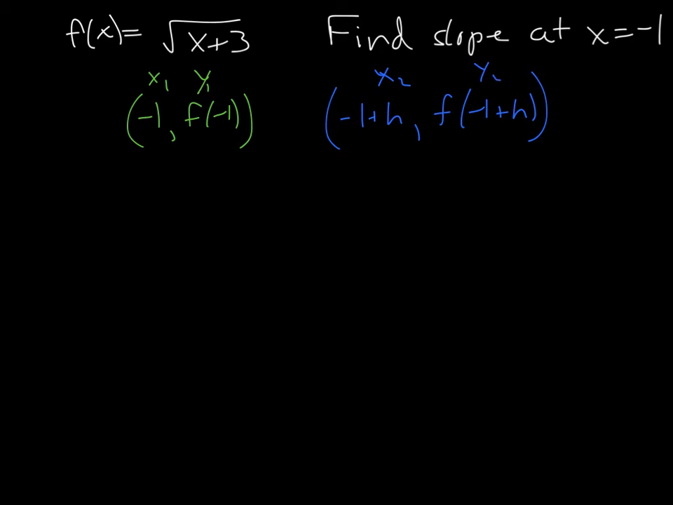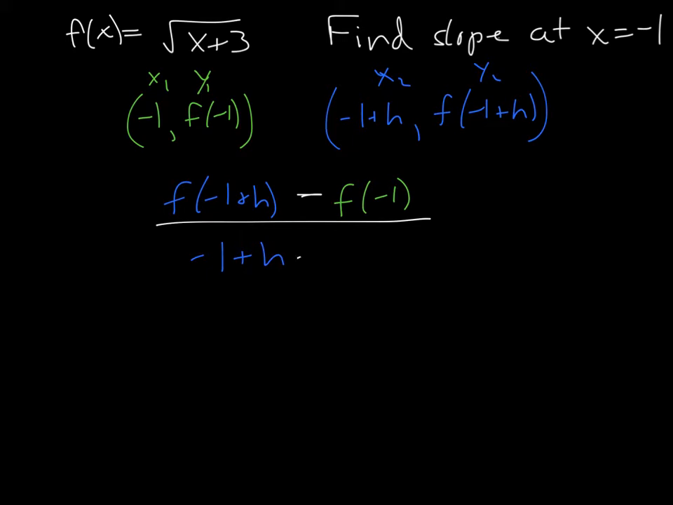y2. And I'm going to go back to slope formula from Algebra 1, which is y2 minus y1. So that's me taking this minus this. It's going to look like this, f of -1 plus h minus f of -1 over x2 minus x1, so x2 minus x1 is going to be -1 plus h minus -1.